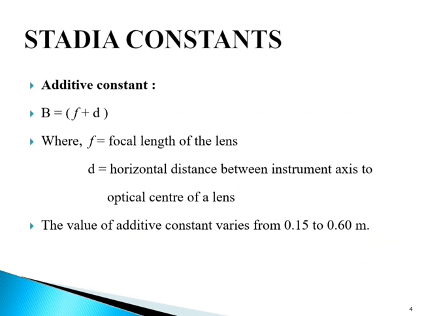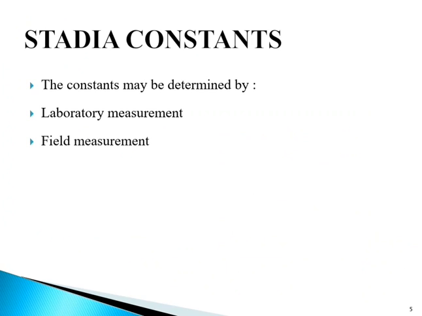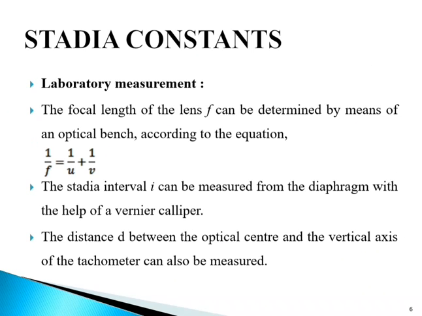Next is the additive constant. It is denoted by B and it is given by F plus d, where F is equal to the focal length of the lens and small d is equal to the horizontal distance between the instrument axis and the optical center of the lens. The value of the additive constant varies from 0.15 to 0.60 meter. STADIA constants may be determined by laboratory measurement and field measurement. So let's see laboratory measurement first.